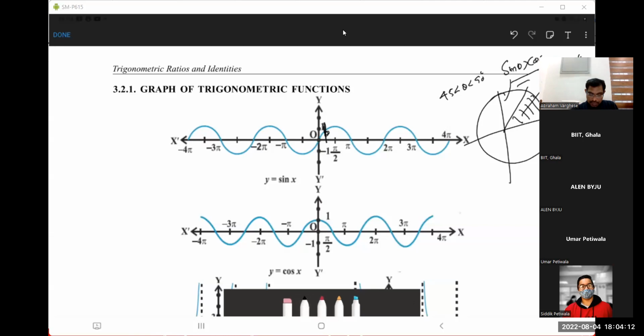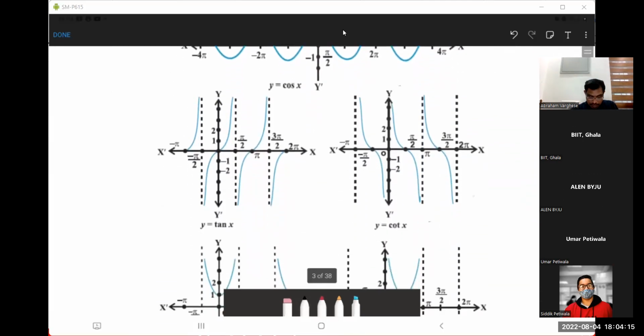Okay, fine. Now the third graph, tan x. I told you, sin x and cos x both are continuous. But tan x is not continuous. There is some break you can see. It's a graph you can see here, no? The graph will be, this is the y-axis and this is the x-axis. And the 0, then pi.